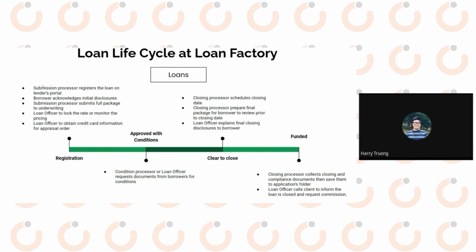The submission processor will be working on registering the loan on the lender portal, and that'll be a package for the borrower to acknowledge. Keep in mind that there will be two packages for the borrower to acknowledge, one from Loan Factory for the broker compliant package, and another one from the lender. Once the borrower has signed both packages, the submission processor will go ahead and submit this full packet to underwriting.